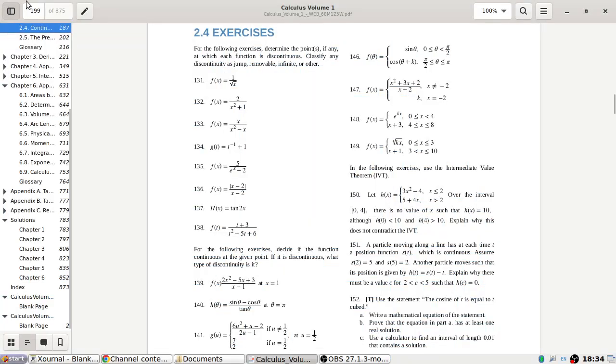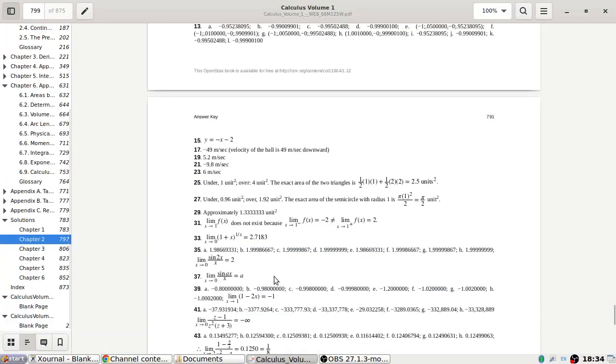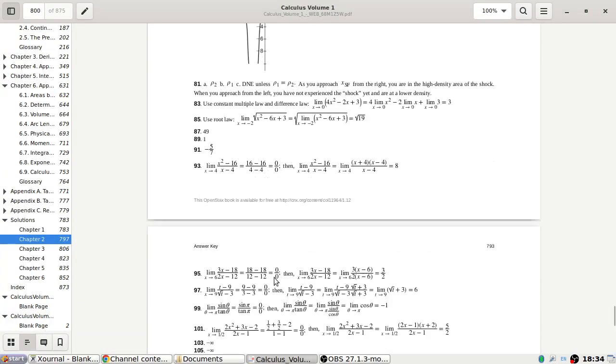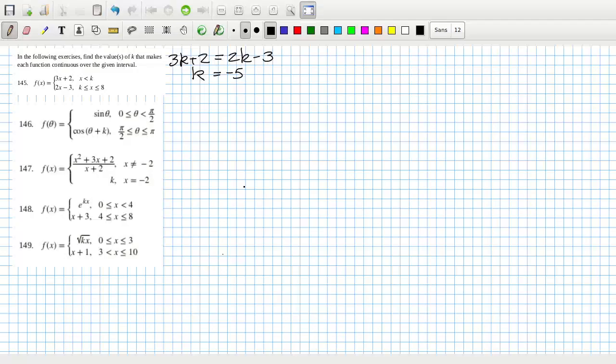In fact, I can check the answers here. This is question 145. Let's see if we're right. Minus 5 is correct.